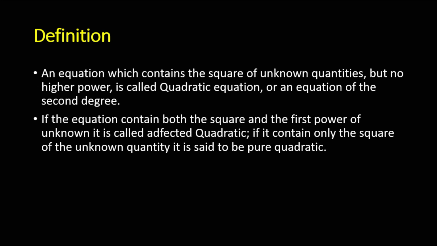Means if we have an equation, that is x square plus x plus 1 equal to 0, this is an adfacted quadratic equation because here we have the power of x as 1. And x square minus 9 equal to 0 is a pure quadratic equation because here the power of x is 0 and the power of x is 2. That is, this is a second degree equation.